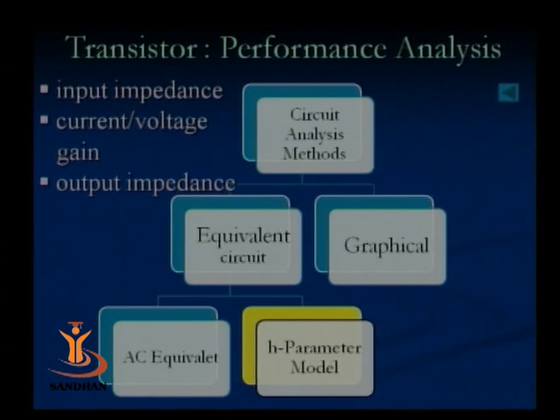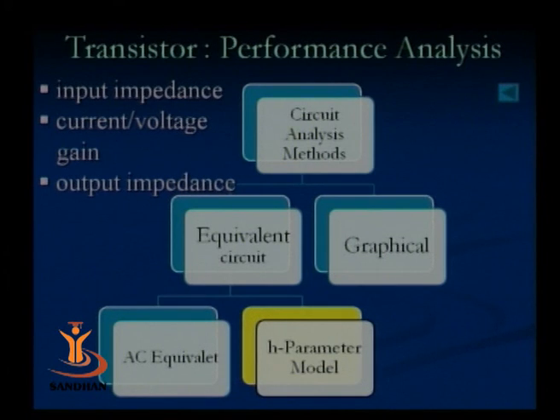Now there are many methods that we can apply to know the performance parameters, or you can say to analyze the transistor circuit to determine the input impedance, either current or voltage gain, or its output impedance. Mainly the equivalent circuit method and the graphical method are the two widely used methods.